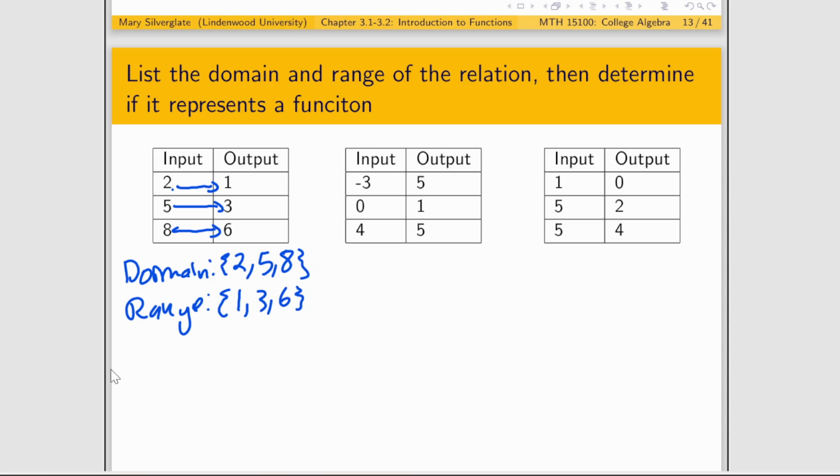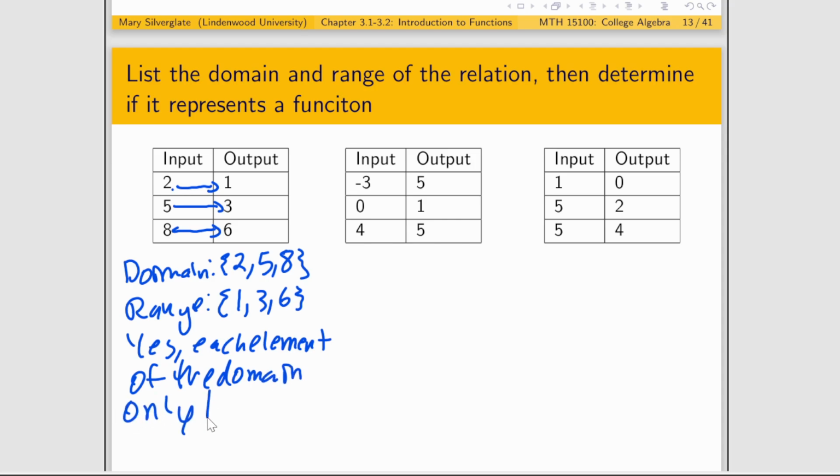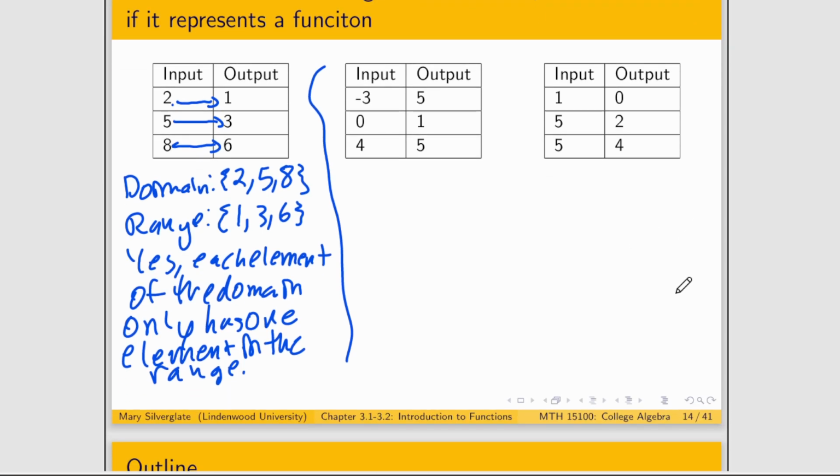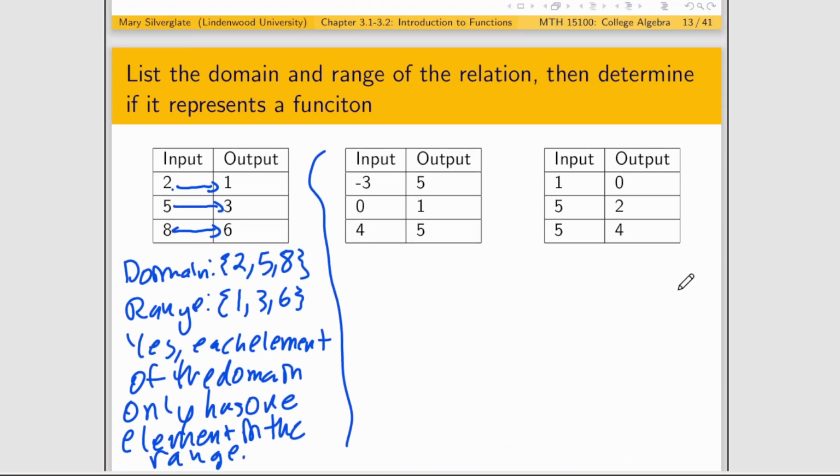And is that considered a function? Pause the video and see if you can answer that. Yes, it is. Each element of the domain only has one element in the range. And if you're asked to justify on a test why something's a function, that's all it's asking you to do, is to really emphasize, does this fit the definition of a function?